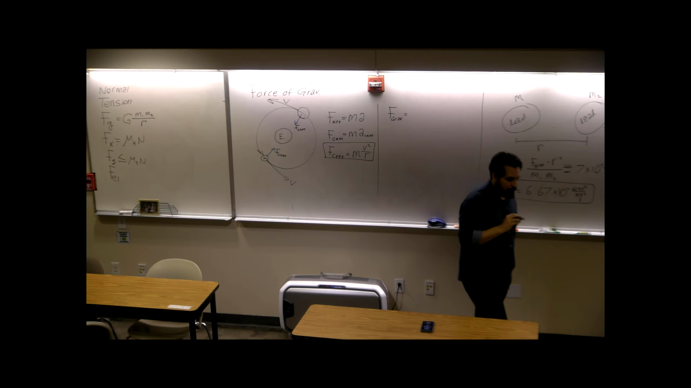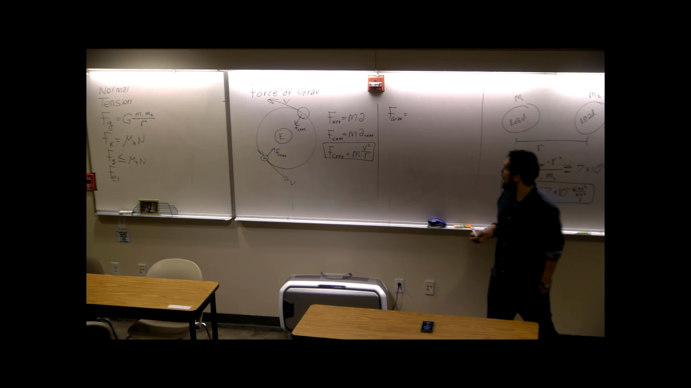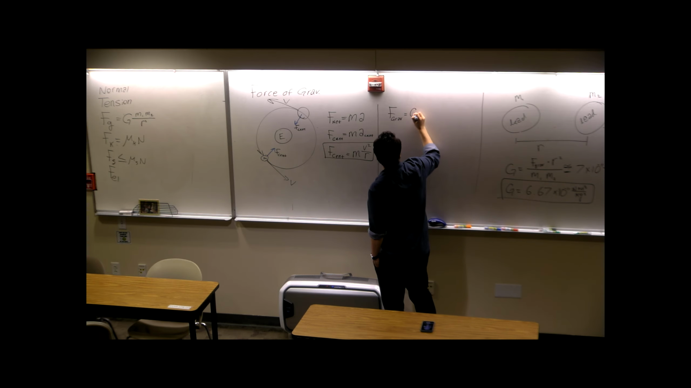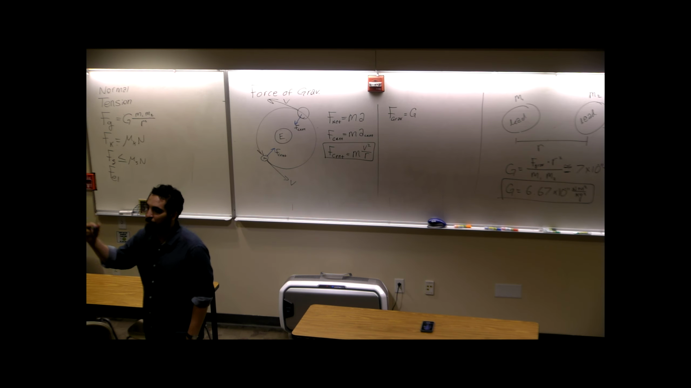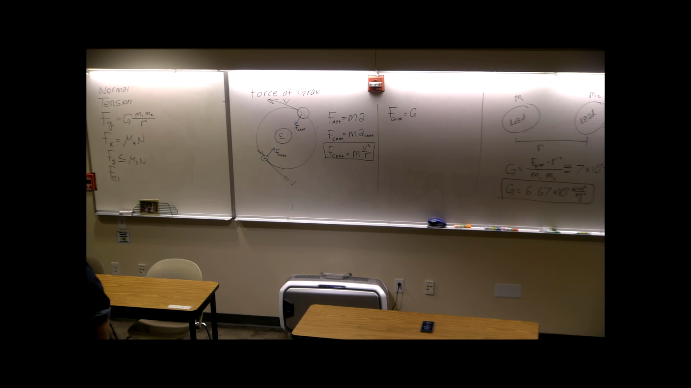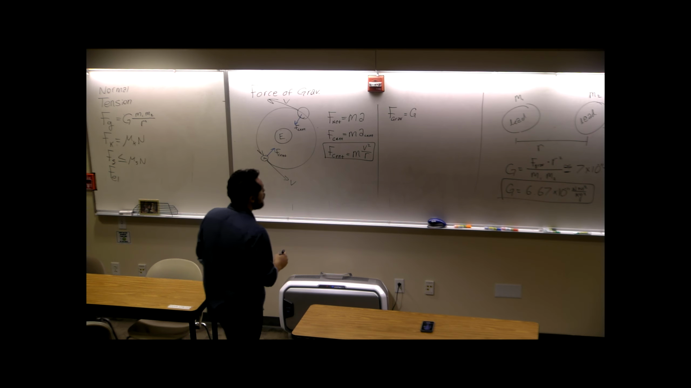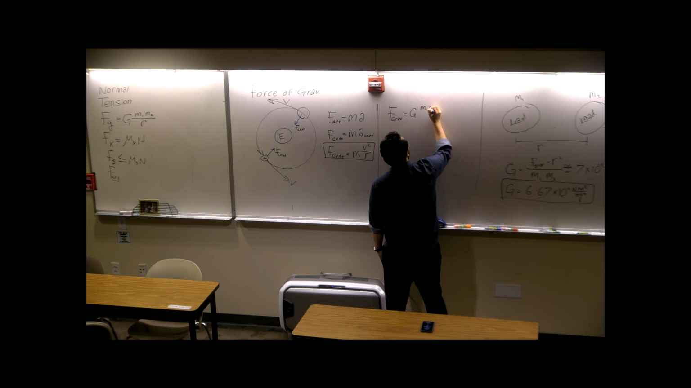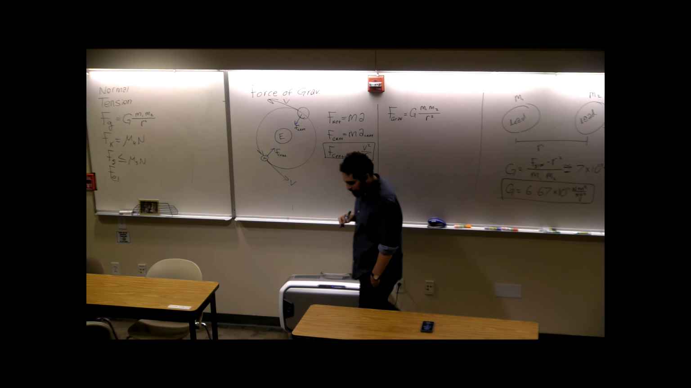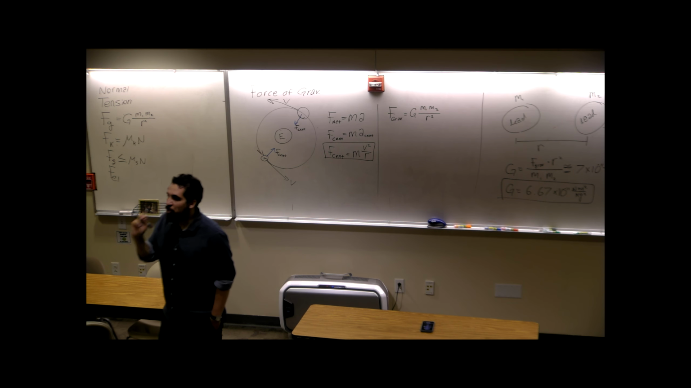is described universally by the gravitational constant. The gravitational constant is 6.67 times 10 to the minus 11 Newton meter squared per kilogram squared. And then the general equation, we would write out G m1 m2 over r squared. This is the general equation.